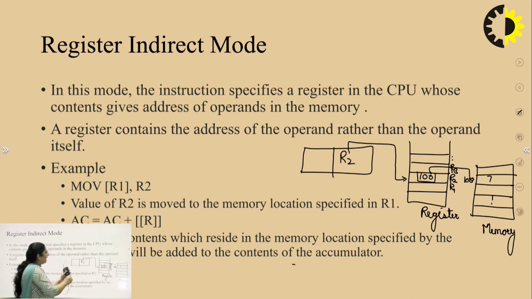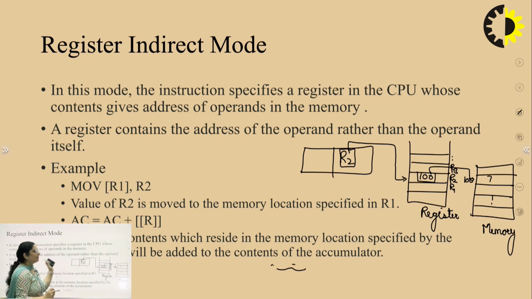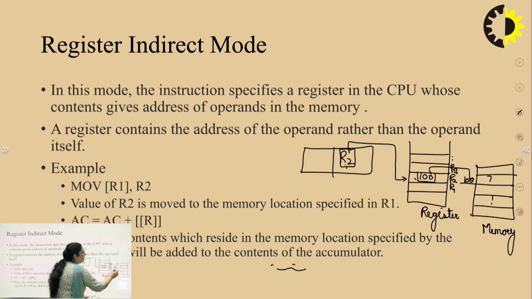Got it? That means this register number specifies which register I need to process. I'll open that register and fetch the data from there. That data is not my operand. My operand is lying in the memory location which is pointed to by that particular register's content. Is it clear? So a register contains the address of the operand rather than the operand itself. The R2 register contains the address of the operand. That is why I am calling this register indirect mode.